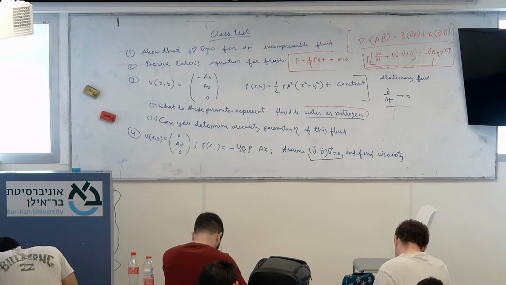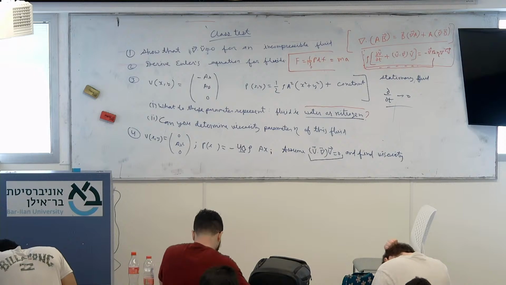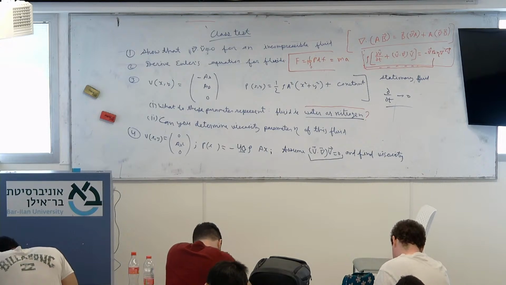Pressure there will not have a minus sign. But in the equation there is a minus sign. Yes, and this and this are the same. So it can be this equals minus this.